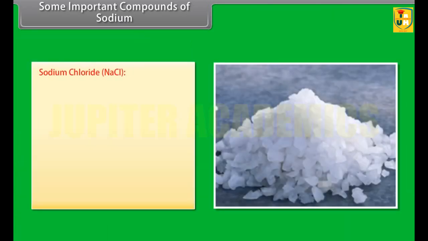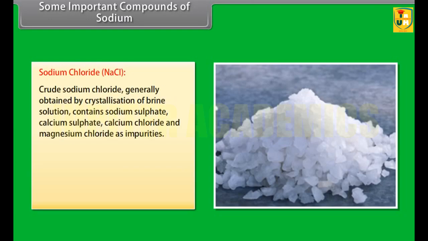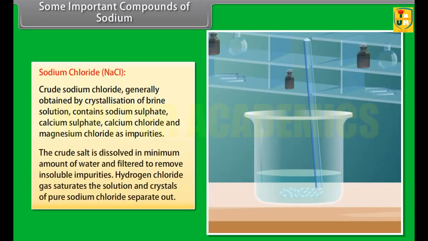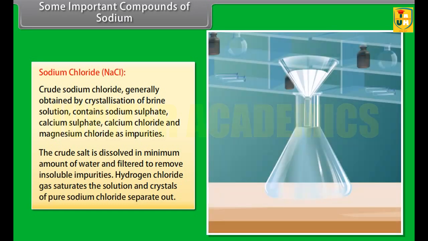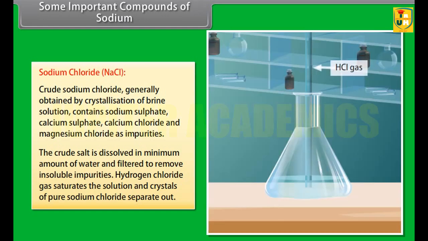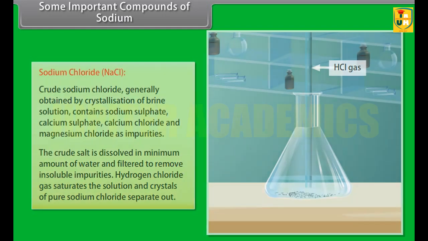Sodium chloride. Crude sodium chloride, generally obtained by crystallization of brine solution, contains sodium sulfate, calcium sulfate, calcium chloride and magnesium chloride as impurities. The crude salt is dissolved in a minimum amount of water and filtered to remove insoluble impurities. Hydrogen chloride gas saturates the solution and crystals of pure sodium chloride separate out.